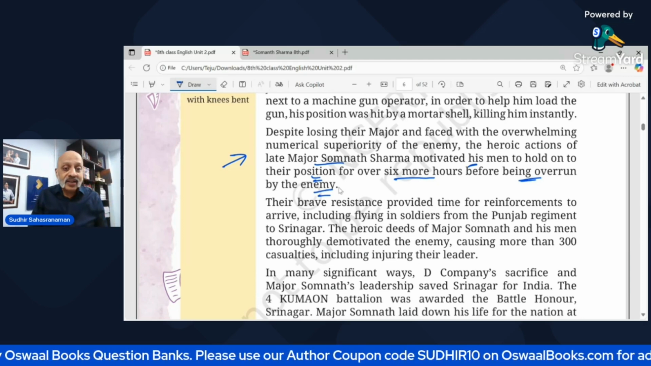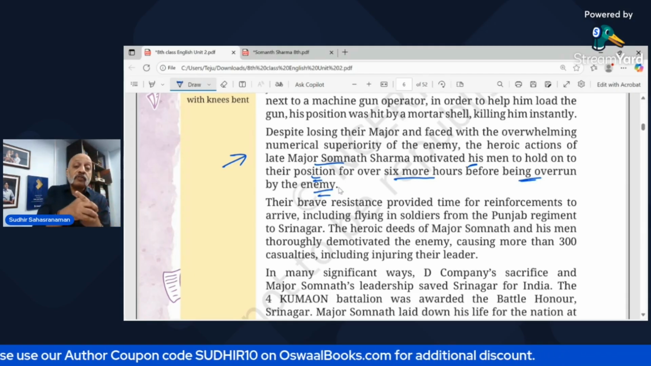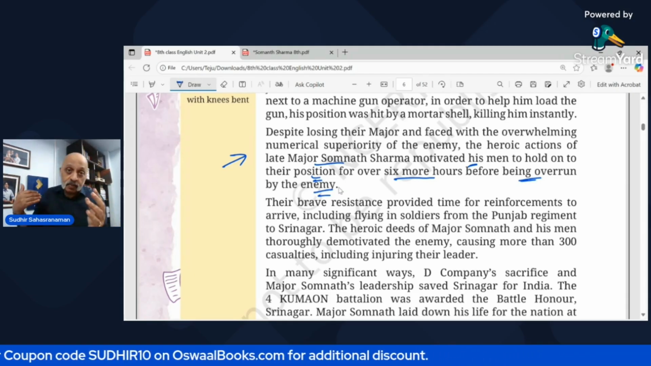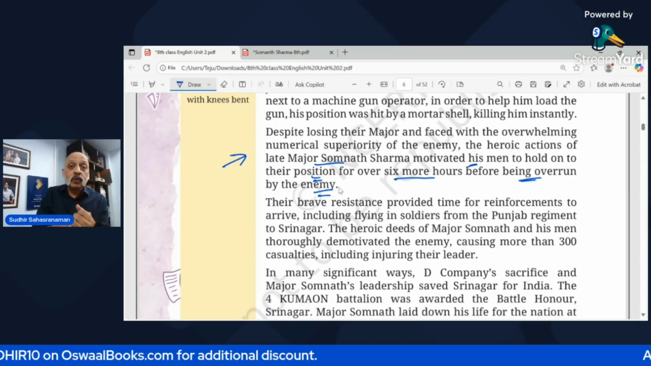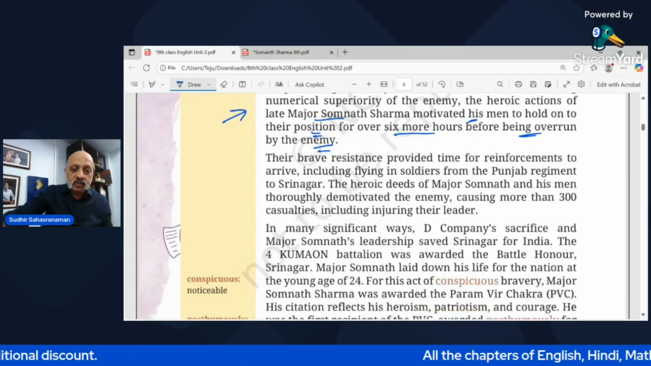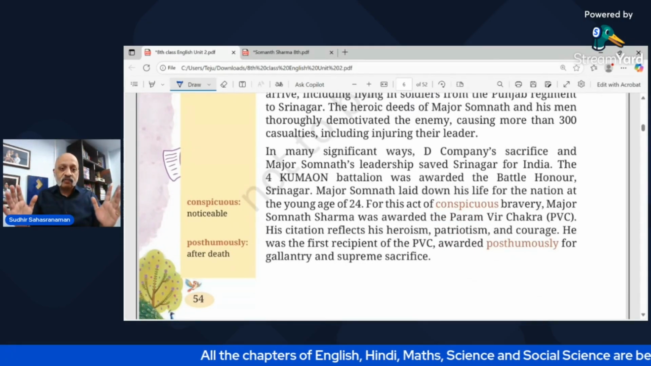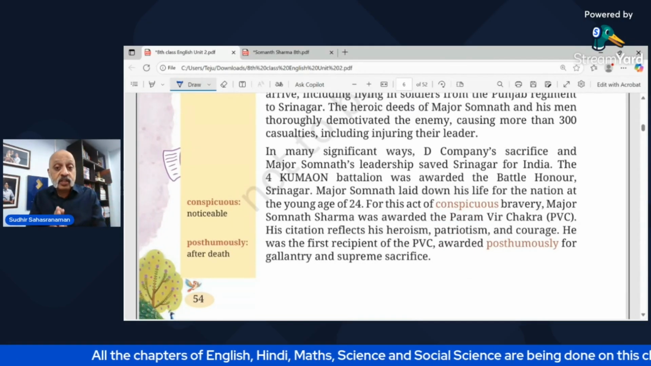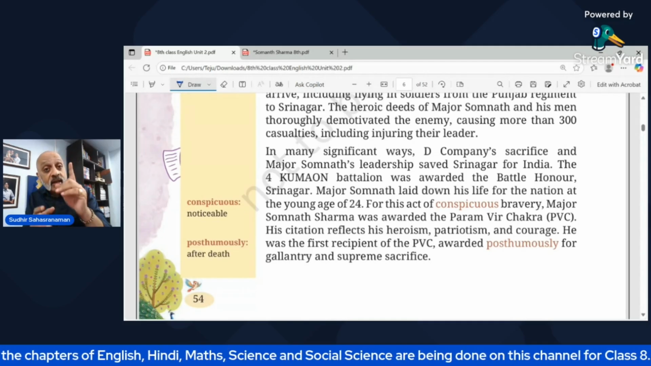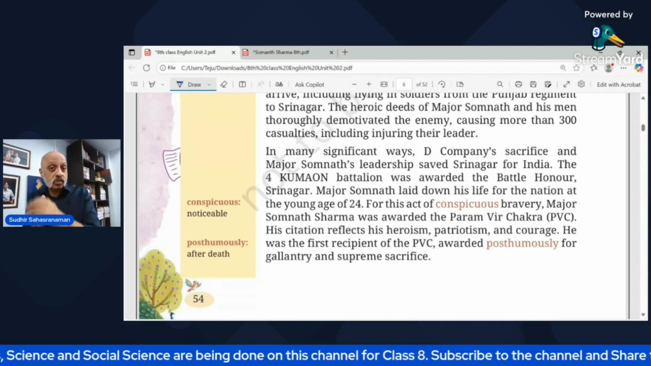Causing more than 300 casualties, including injuring their leaders. So they lost a lot of their men in the battle that was fought between the Indian army reinforcements and the Pakistani invaders. In many significant ways, D Company's ultimate sacrifice and Major Somnath Sharma's leadership saved Srinagar for India. If he was not there that day, Srinagar may have been lost to India.